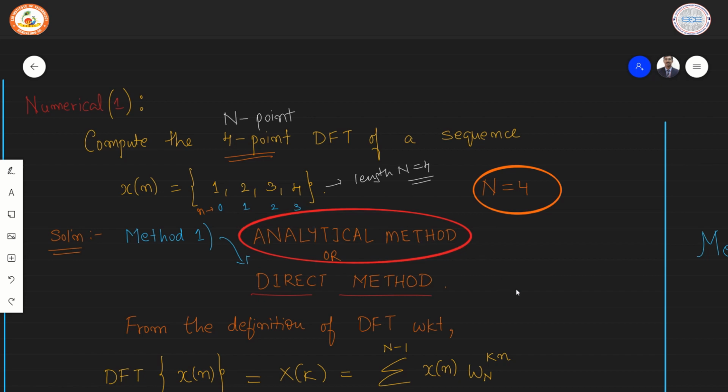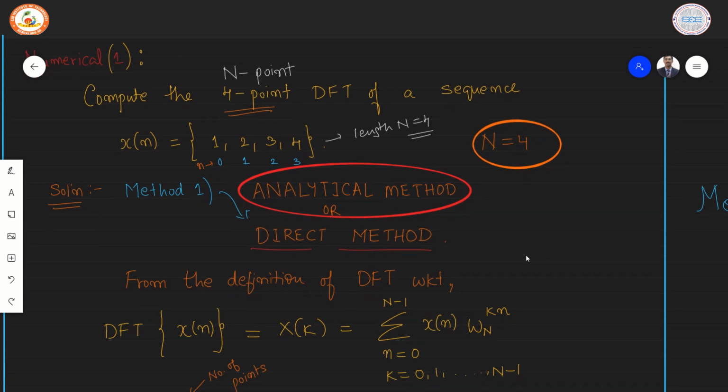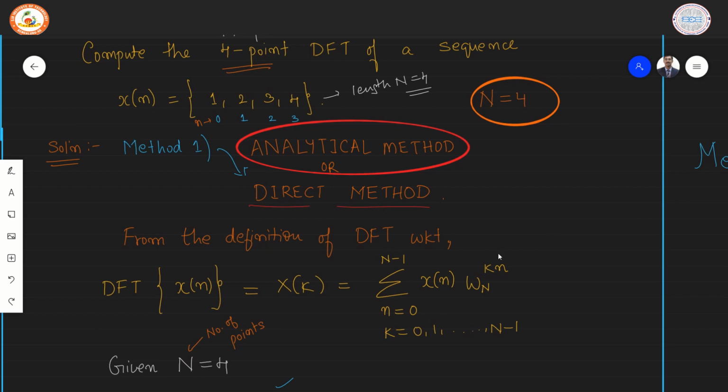The first method we will try out is called the analytical method, or also called the direct method. The direct method relies on the direct application of the formula of the DFT. We have learned that from the definition of the discrete Fourier transform, DFT of x of n is given by X of k equals summation n from 0 to N minus 1 x of n into W_N to the power of kn, where the k value is between 0 to N minus 1.